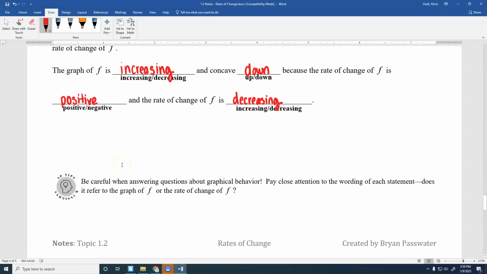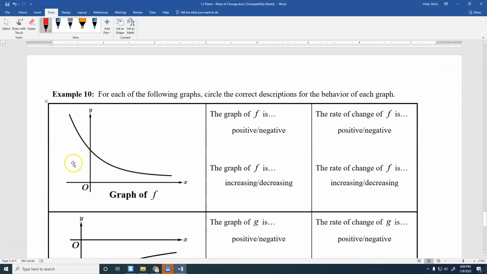Be careful when answering questions about graphical behavior. Pay close attention to the wording of each statement. Does it refer to f or the rate of change of f? And you have to be really careful with that on these problems. So here are some examples that we're going to look at. In this graph, the first column asks me about f. The second column asks me about the rate of change of f.